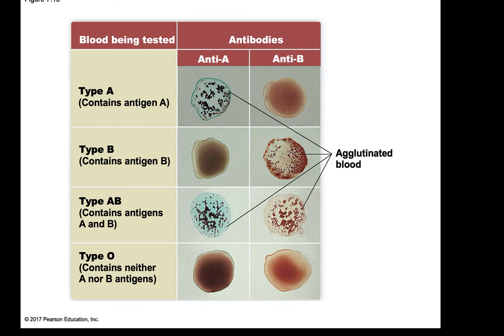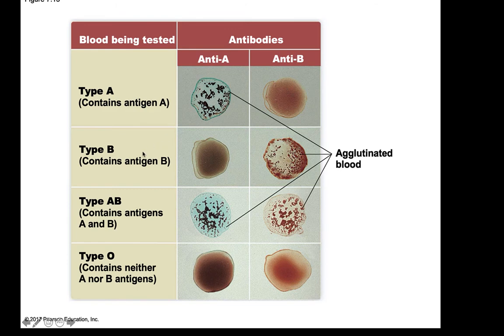Now here, this is how we actually determine an unknown. You look for clumping. And so I used the term agglutination previously. And so we can actually see some examples of the clumping, okay? And so the agglutinated type A contains antigen A. So notice when anti-A was added, it reacted, so we know that that is type A blood.